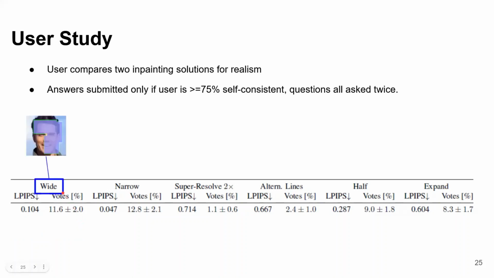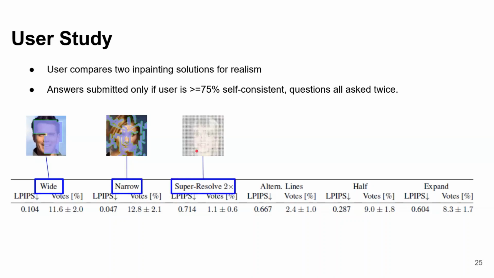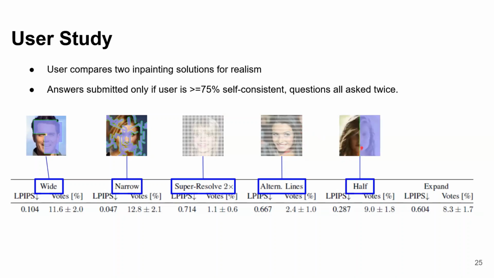So regarding the masks, you'll see the masks listed across the top of the table. The mask types they use are the wide mask, where they mask out a large portion of the image. The narrow mask, where they take out smaller portions of the image. Super Resolve 2, where they take out parts of the images in horizontal and vertical lines, which leaves it in a sort of checkerboard or plaid kind of result. And they have the alternating lines mask, where they take out the second line of the second row of every part of the image, going down vertically. And they have the half mask, where they mask off half of the image, and the expand mask, where they leave just the center portion of the image and leave RePaint to fill in the outer portion.